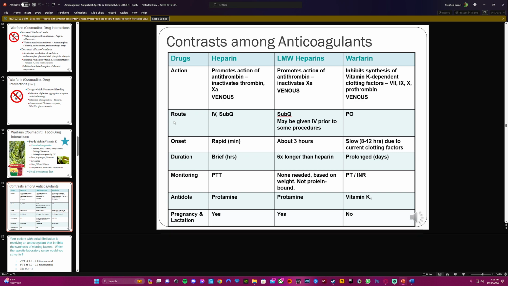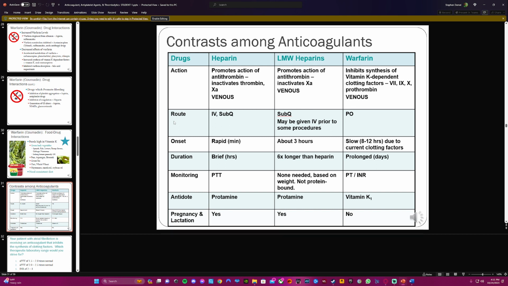Contrasts among anticoagulants. So for heparin, the action is it promotes action of antithrombin and inactivates thrombin and XA through venous. Route is going to be IV or sub-Q. Onset is rapid in minutes. Duration is brief for hours, and you want to monitor PTT. Antidote is going to be protamine. Pregnancy and lactation, yes.